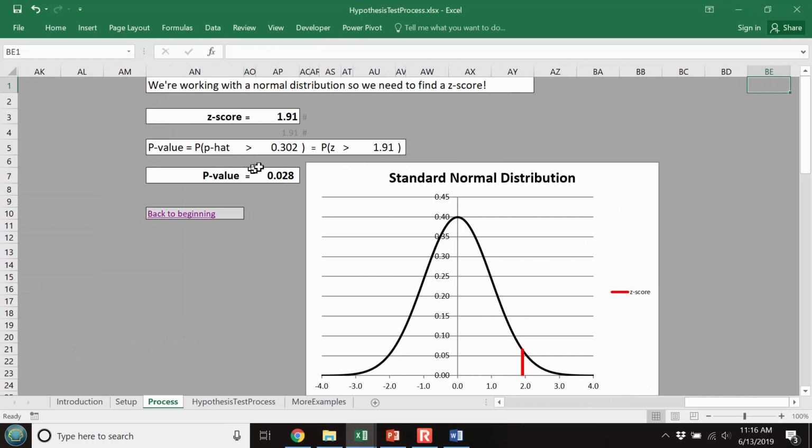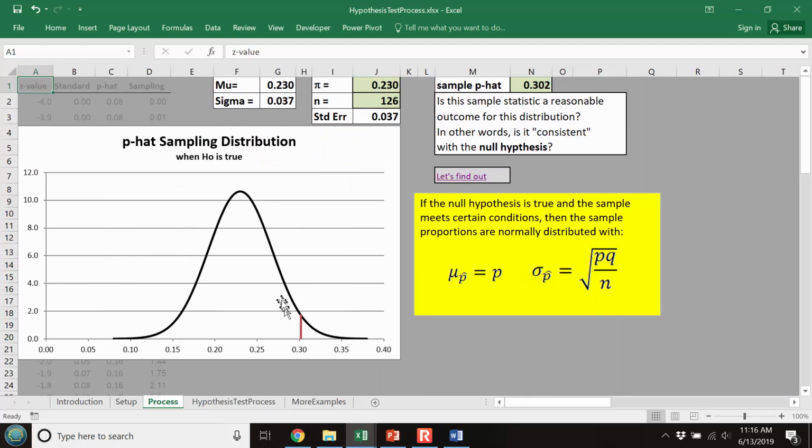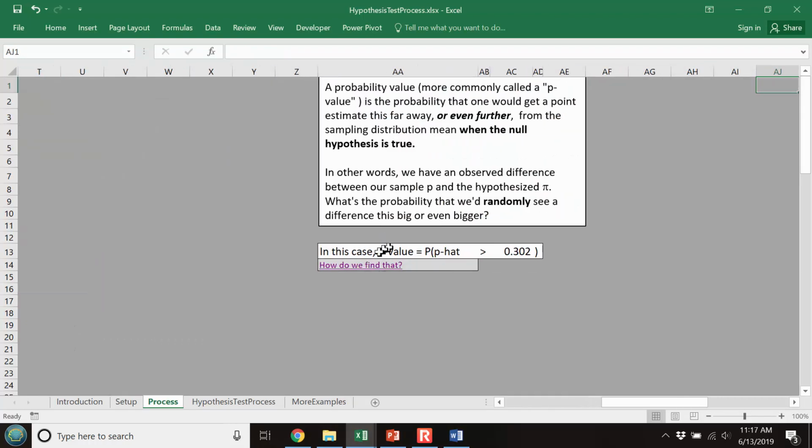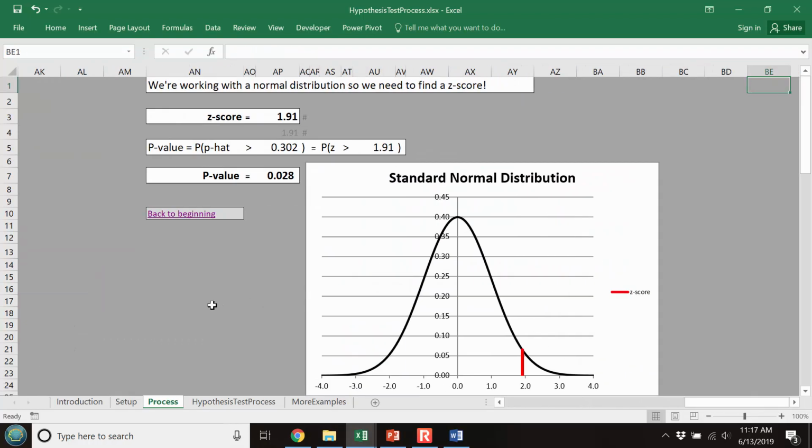So the probability that a p-hat is bigger than 0.302 is the same as the probability of a z in a standard normal being bigger than 1.98, and that's 0.028 or 2.8%. So this z-score is just as unusual, just as far out in the standard normal, as this p-hat is far out or unusual in the sampling distribution. So what do we do with that? We actually haven't really answered the question. We've got more information.